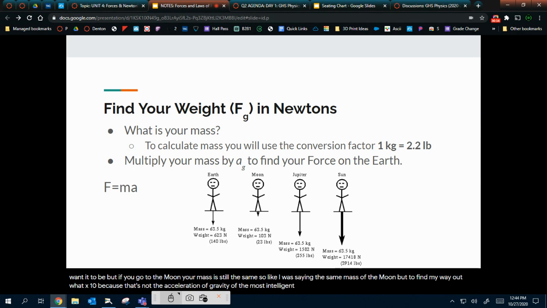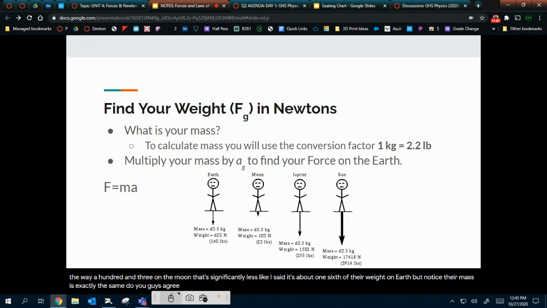The acceleration of gravity on the moon, it being about 1/6 the size of the Earth, is about 1/6 of what it is here. So you only multiply by about 1.61 instead of 10. And so you'll notice that this person weighs 623 on Earth, but they weigh 103 on the moon. That's significantly less. Like I said, it's about 1/6 of their weight on Earth. But notice their mass is exactly the same.